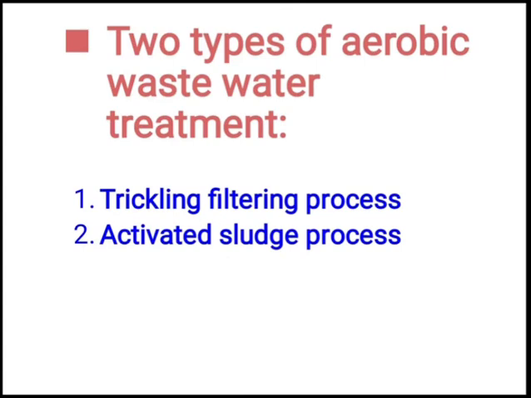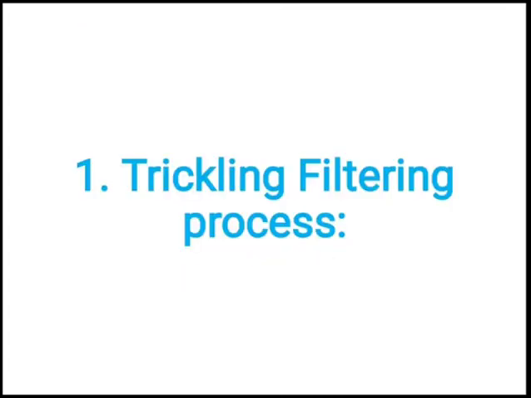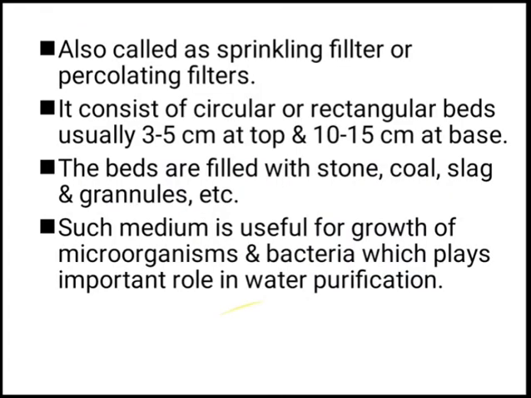And here are the two methods which are very important: the trickling filtering process and the activated sludge method. Initially we will see the trickling filtering process. These trickling filters are also known as sprinkling filters or percolating filters, and they consist of circular or rectangular beds, and these beds are usually of 3 to 5 centimeter at the top and 10 to 15 centimeter at the bottom or the base.